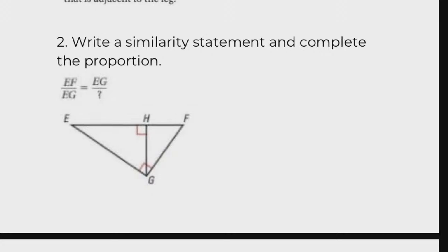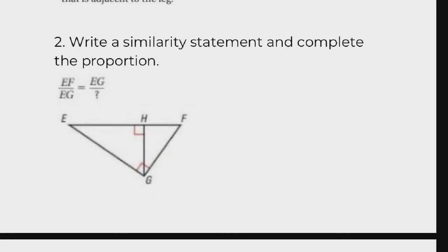Okay, next we want to write a similarity statement and complete the proportion. So for the similarity statement, that would be all three triangles again. So we have the big one. We have GEF. That's going to be similar to HEG. And that's similar to HGF.